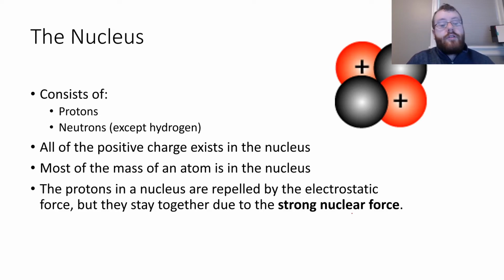Now, let's talk about the nucleus itself. The nucleus is made up of protons and neutrons, except for hydrogen, which can have no neutrons. All the positive charge of an atom is found within the nucleus, and so is most of the mass of the atom. So basically most of the stuff going on with the atom is there, while the electrons are found on the outside.